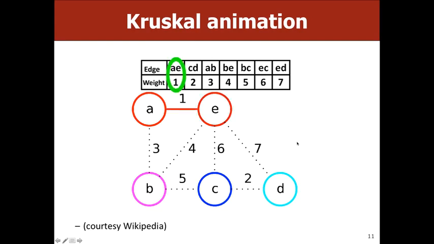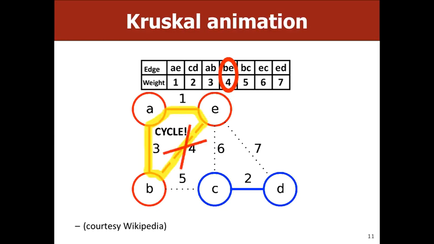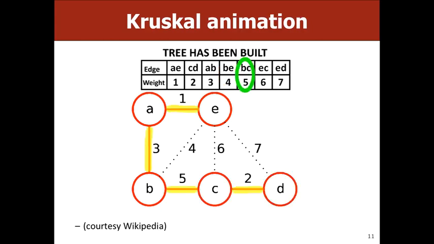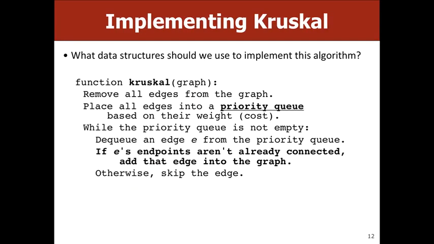Here's another example. This is from Wikipedia, just showing that we have a cycle, so you don't include this edge. And then here, we found our minimum spanning tree. Okay. So back to your question.